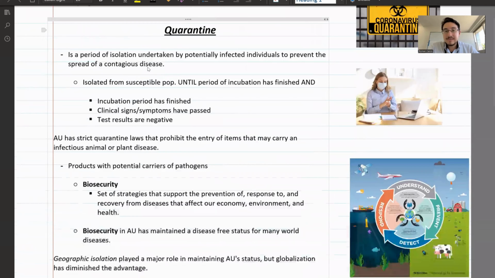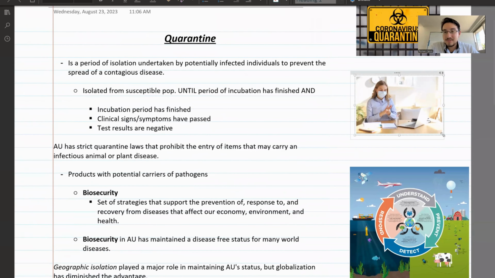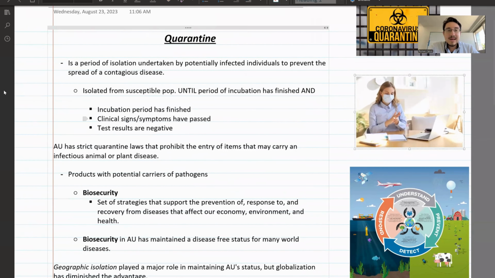What is quarantining? We've all experienced it before. We've seen it during COVID, and it's essentially a period of isolation that is undertaken by potentially infected individuals to prevent the spread of a contagious disease. So you're isolated from a susceptible population, pretty much the population, until the period of incubation is finished.